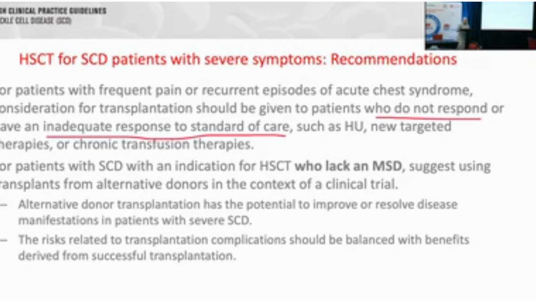From this guideline, what we know is that the recommendation currently is to really consider transplant for patients who do not respond or have inadequate response to standard of care. So I think the importance here is that I would really promote strongly that we have good engagement and good comprehensive care centres, so we're making sure that we've offered patients every single other option for treatment of their sickle cell before we're getting to the point of thinking about a transplant.